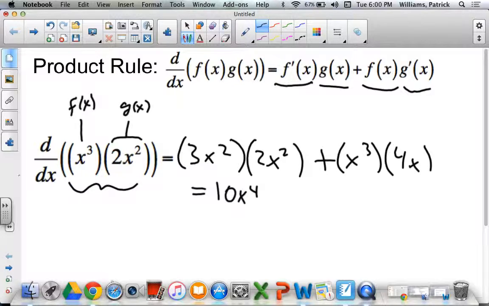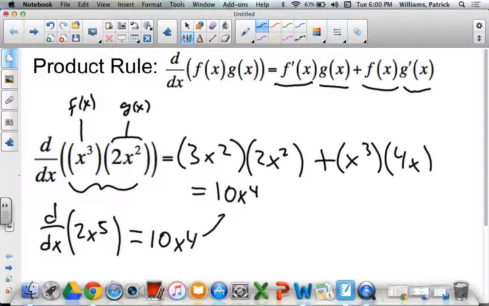Now, it turns out we actually didn't need to use the product rule to solve this one, because if you just multiplied these two together, you would have gotten the same thing as asking for the derivative of 2x to the fifth, which would give you, hey, 10x to the fourth. So same thing. We didn't need to use the product rule yet.